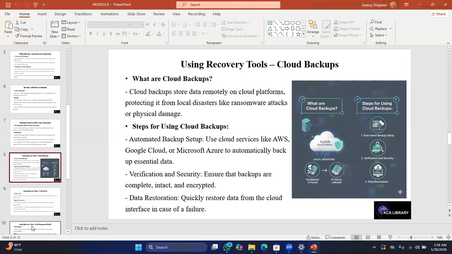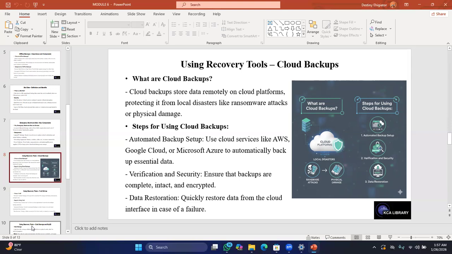Then let's look at using recovery tools, that is, cloud backups. What are cloud backups? Cloud backups store data remotely on a cloud platform. The cloud is like a site where you can store data, a virtual platform, protecting it from local disasters such as ransomware attacks or physical damage. It cannot be damaged physically, and it cannot attack you because it is in an encrypted cloud, somewhere that cannot be reached by attackers. What are some of the steps for using cloud backups?